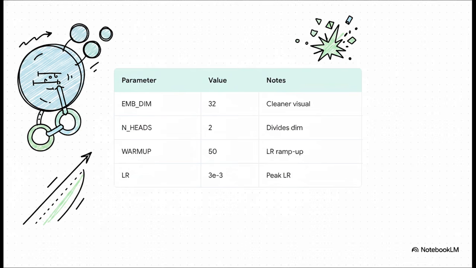We also see parameters for learning rate warmup, a crucial 50-step linear ramp up to our peak learning rate. Transformers can be notoriously unstable right at the beginning of training, and this warm-up phase essentially prevents the model from mathematically exploding before it even gets off the ground.